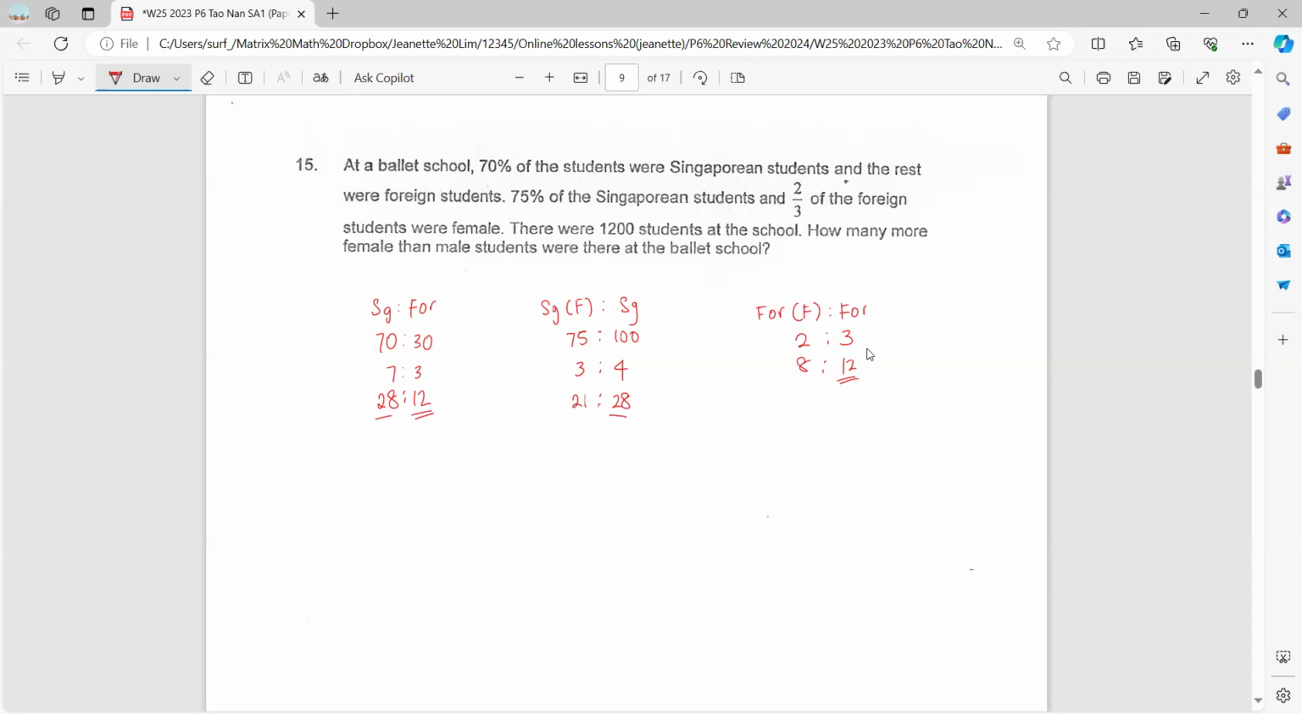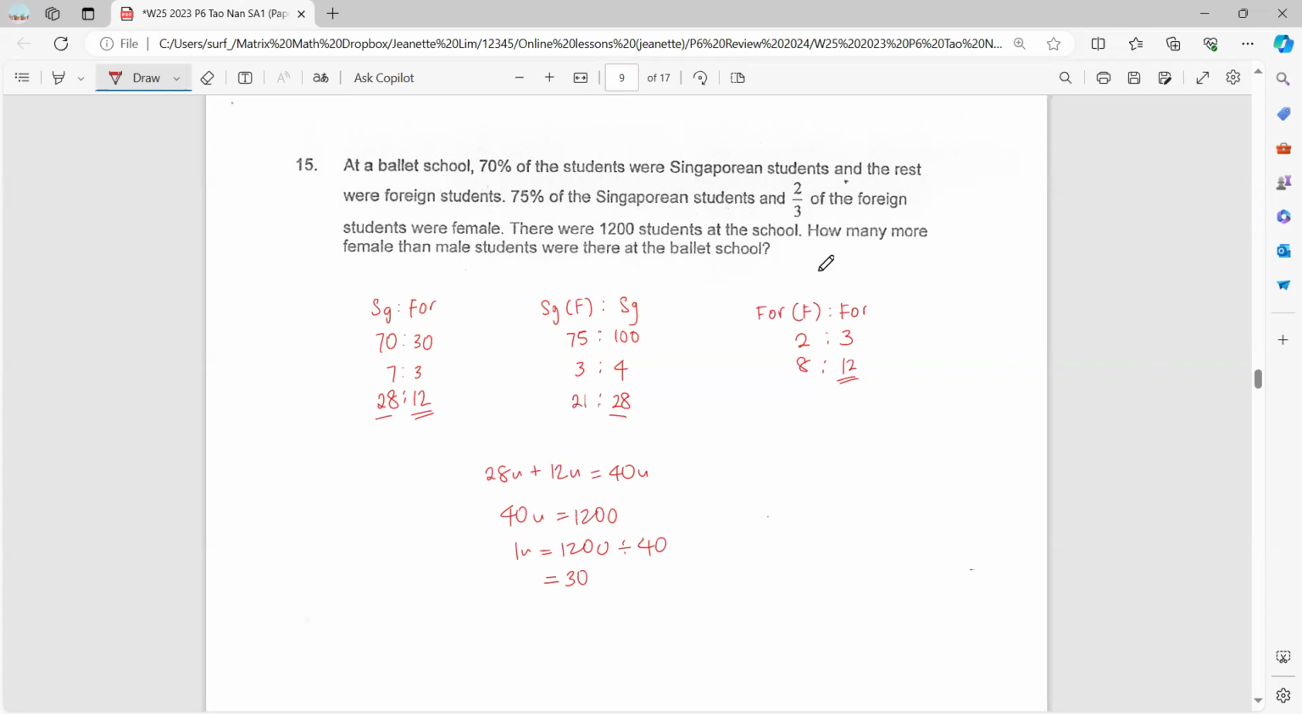Once you have done so, figure out what is 1,200. 1,200 is the total number of students, which is 28 plus 12. So 40 units is 1,200. For 1 unit, we divide by 40, we get 30.